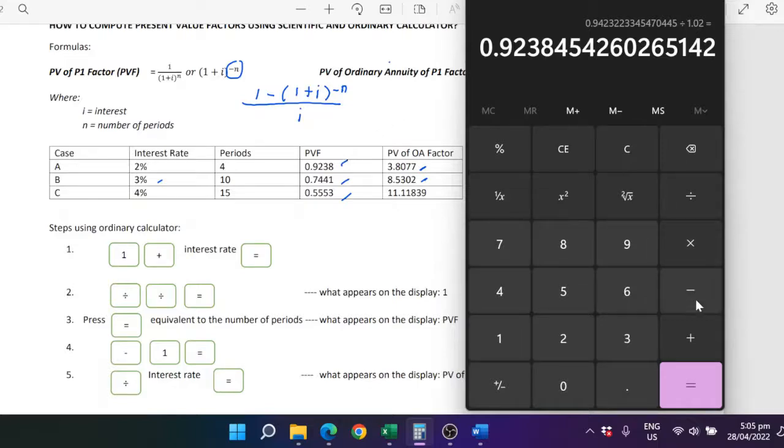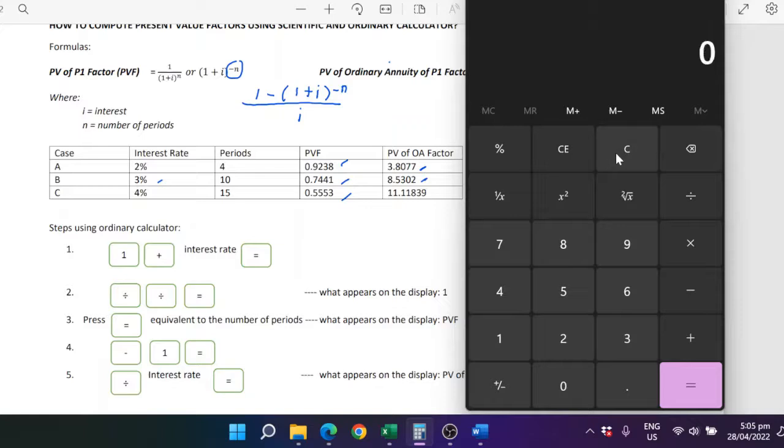Continue. Deduct it by 1, then equals. Then divide by the interest rate, which is 0.02, then equals. You will get negative 3.8077. Again, we will use the absolute amount and that is our present value of ordinary annuity factor. That's 3.8077. So that is for case A.